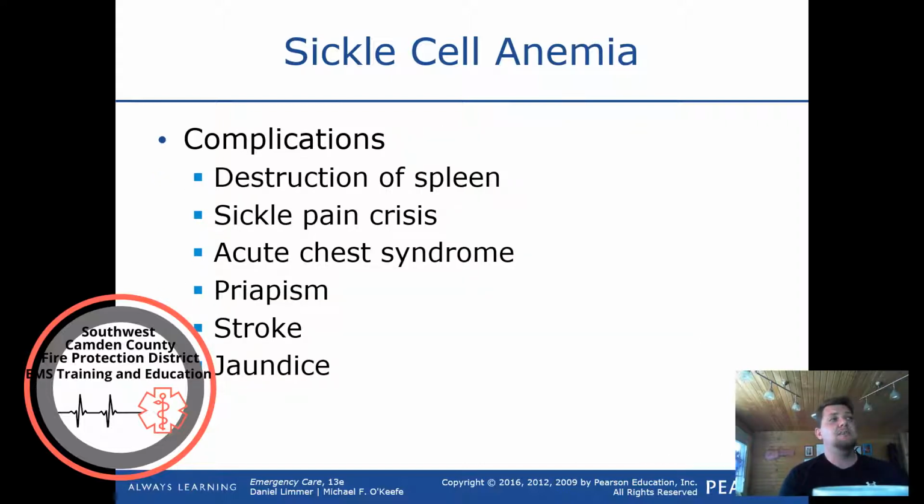Complications of sickle cell anemia: there's destruction of the spleen, sickle pain crisis, acute chest syndrome, priapism, stroke, and jaundice. Typically, when we see these patients, they're in that sickle cell crisis, and pretty much all we're going to do is pain management for them.